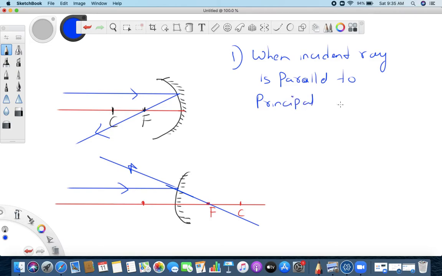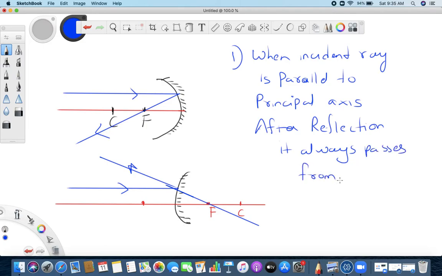If a line is parallel to principal axis, after reflection it always passes from principal focus. It is always true. This rule will not change, but the condition is that it should be parallel to principal axis. This is the first rule.